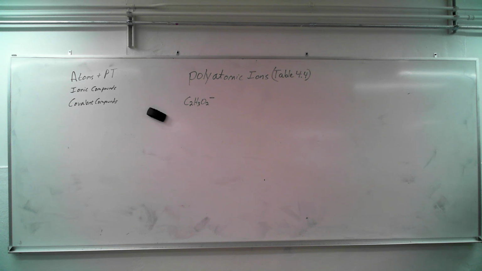C2H3O2, I'll tell you a little more about what these are in a second. That's negative. CO3 is negative, that's called carbonate. CHO3, negative, hydrogen carbonate, etc. NO2 and NO3 both exist. One is called nitrite, one is called nitrate. We have sulfate and sulfite over on the right.